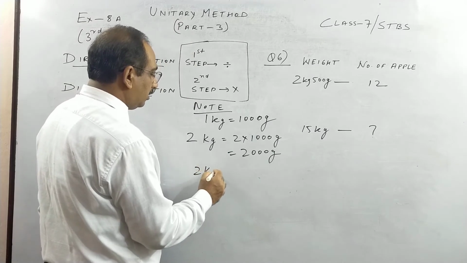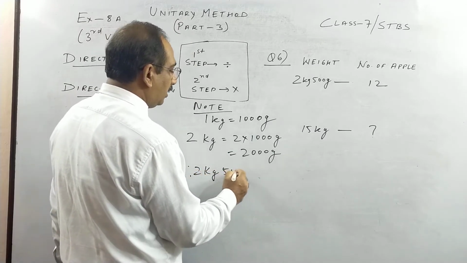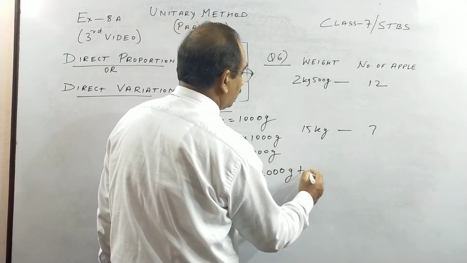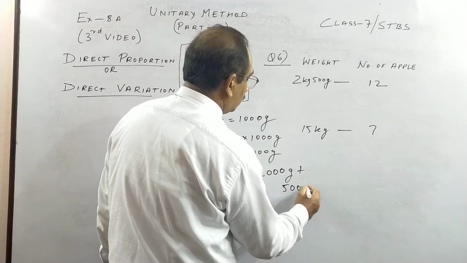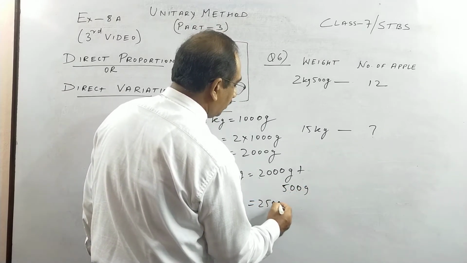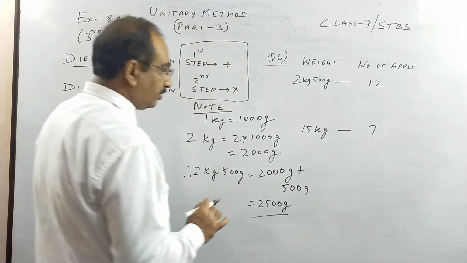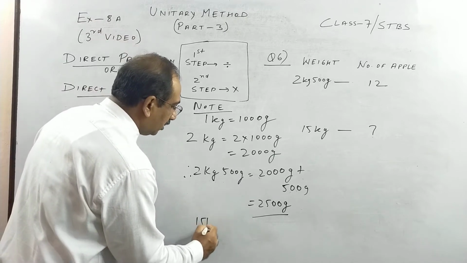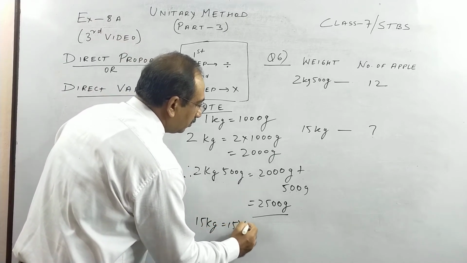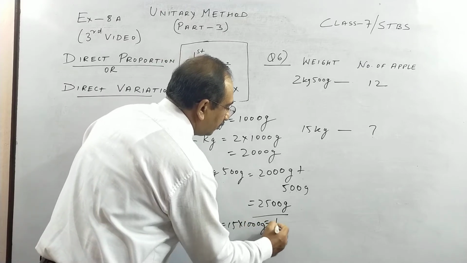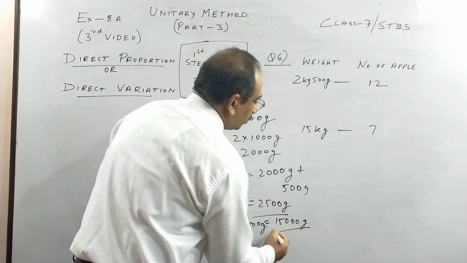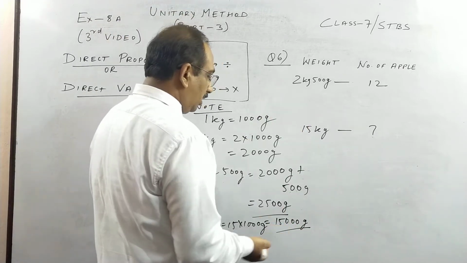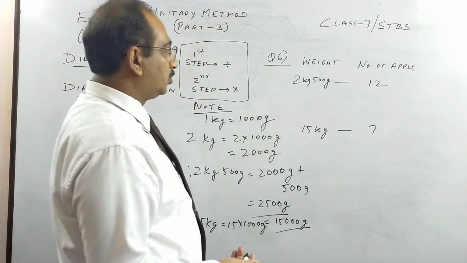Now 2 kg, therefore 2000 gram for 2 kg plus 500 gram. Okay, so this I get 2500 gram. Okay, so I've converted to gram. Similarly, if you see 15 kg is 15 into 1000 is equal to 15,000 gram. So our easy method would have been to make it 2.5 kg. So I'll show you by both methods. Okay, I've converted both to gram or both to kg.